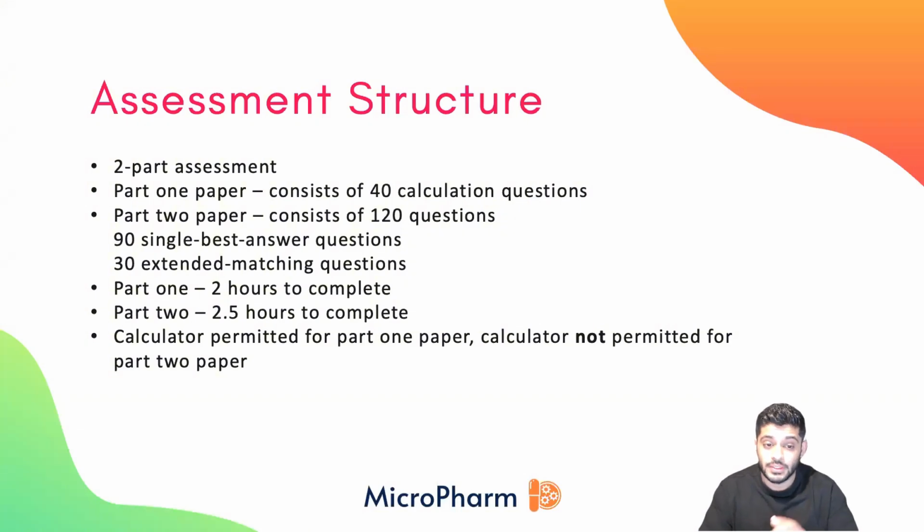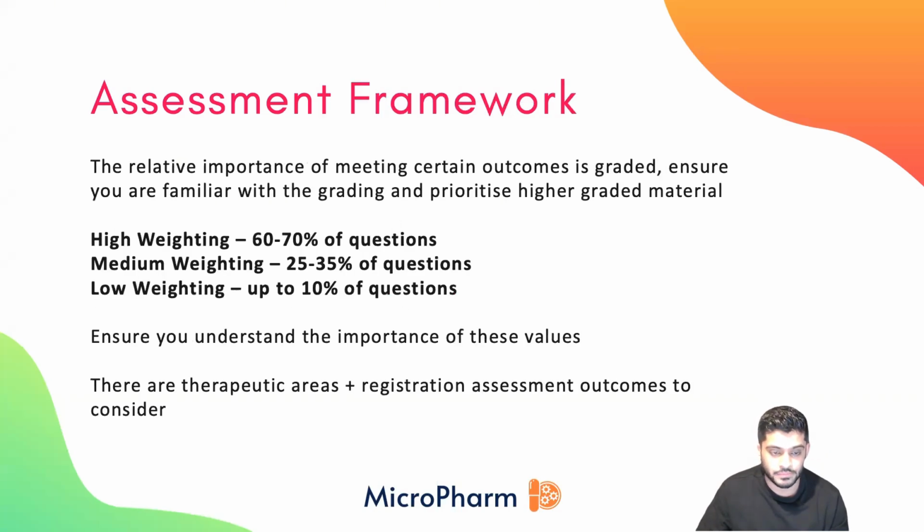So in terms of single best answer questions, more than one answer could be correct, but there's one that would be more likely than the other. Then you've got 30 extended matching questions. And in later webinars, we'll be going through examples of extended matching questions. For part 1, you've got 2 hours to complete part 1. And for part 2, you've got 2.5 hours to complete the paper. A calculator is permitted for paper 1, but it's not permitted for paper 2. But you can still have calculations in paper 2, but those are expected to be worked out without a calculator.